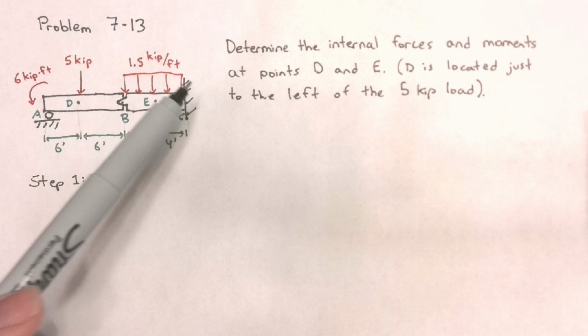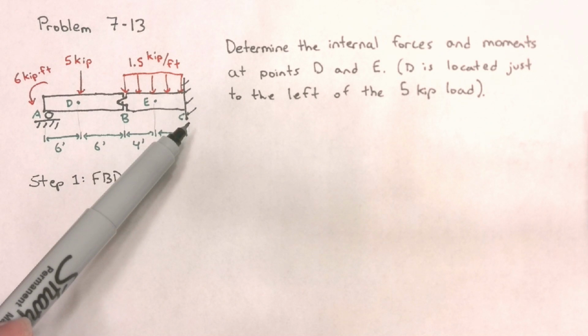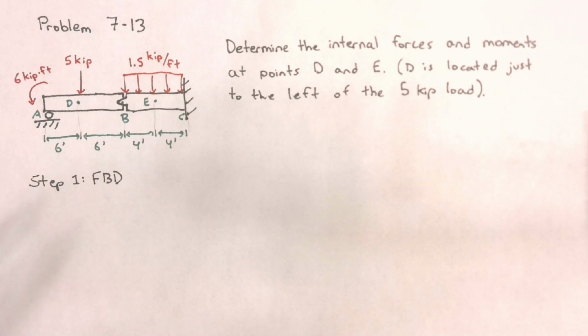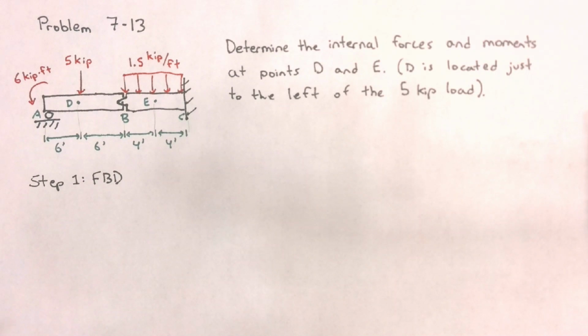C already has 3 reaction forces: a force in the x direction, a reaction in the y direction, and a moment. However, A, which is a roller, only has a reaction in the normal direction to the surface, which is the y direction. So I'm going to choose my member AB in order to find my reaction forces at A, and that will also help me find the forces at the hinge.